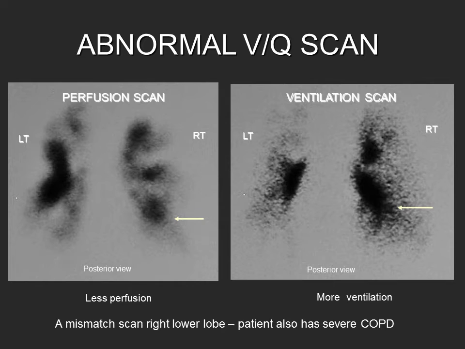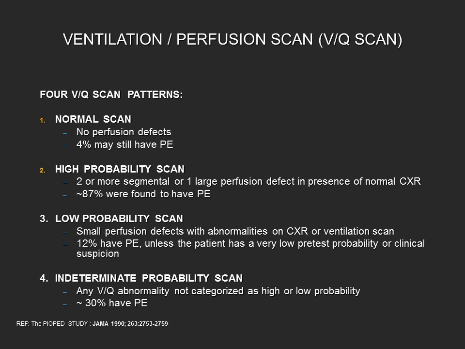Therefore, VQ scans are usually ordered when the chest X-ray is normal, or the patient has a contraindication to CT, such as contrast allergy or renal dysfunction. There are 4 VQ scan patterns. 1. A normal scan indicates an absence of any perfusion defects. However, 4% of these patients may still have PE.